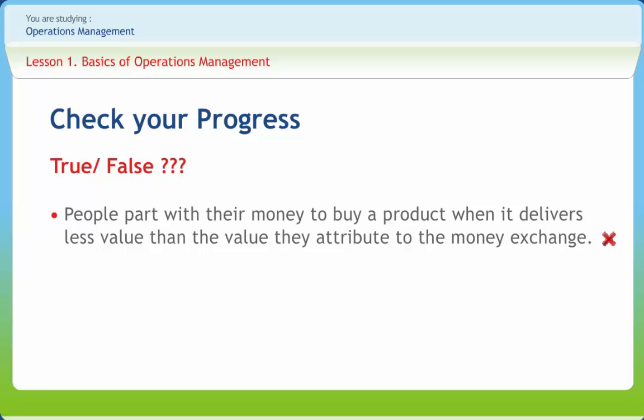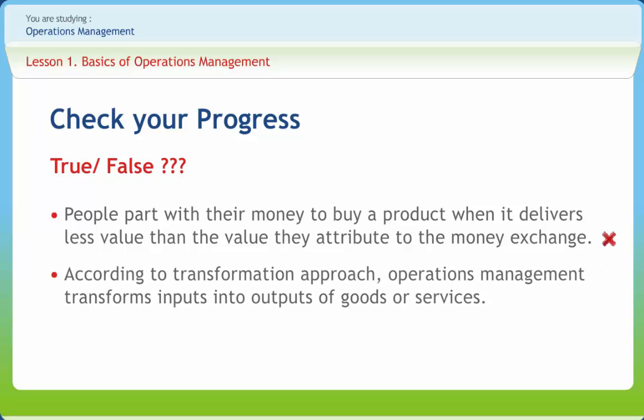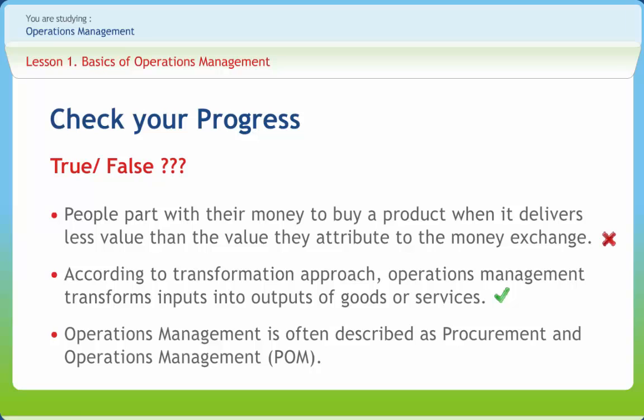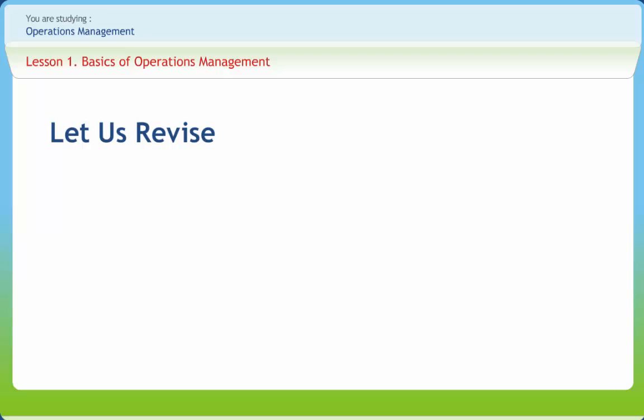Wrong. According to the transformation approach, operations management transforms inputs into outputs of goods or services. Right or wrong? Right. Operations management is often described as procurement and operations management. Right or wrong? Wrong. Before we end, let us briefly revise what we have studied so far.